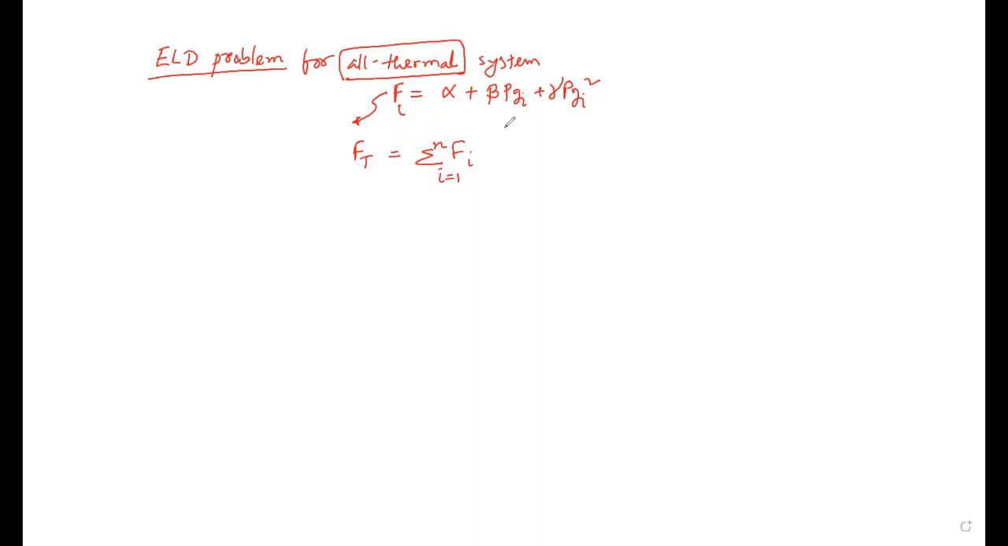And then what we did was apply the Lagrange multiplier method for the equality constraint, and for the inequality constraint we introduced the concept of the KKT conditions. So this was the case for the all thermal system economic load dispatch problem. Now we will shift our focus a little bit to a different thing, which is known as hydrothermal coordination.